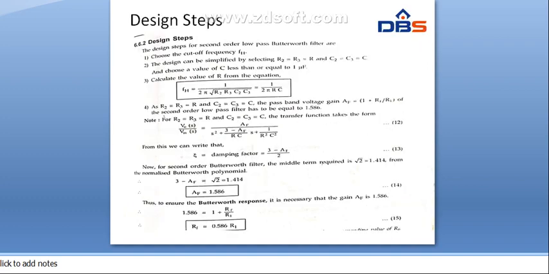So the design steps are: choose the cutoff frequency fH. The design can be simplified by selecting R2, R3 equal to R and C2, C3 equal to C. Choose a value of C less than or equal to 1 microfarad and calculate R. From fH equals 1 by 2 pi RC, in the second order low pass filter fH becomes 1 by 2 pi square root of R2 R3 C2 C3. Based on this, we can design the first order and second order low pass filters.